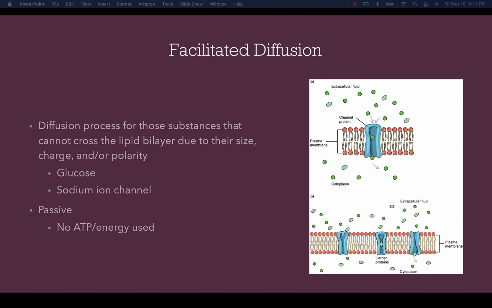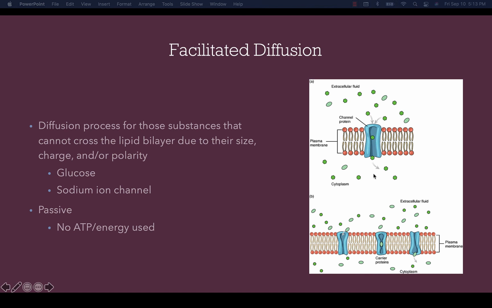So solutes that are dissolved in water on either side of the cell will tend to diffuse down their concentration gradients. But because most substances can't pass freely, they need a protein to help them do that. So that's kind of shown here. You can see that this substance can't get through. It needs the help of a protein in order to get through.